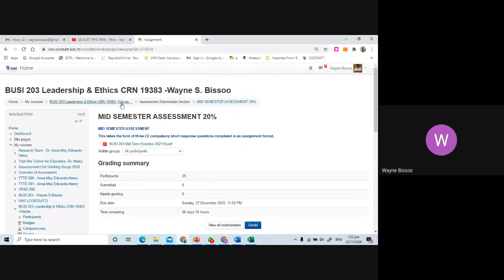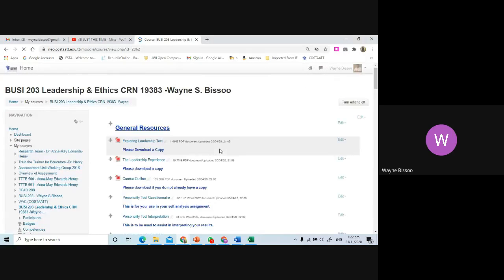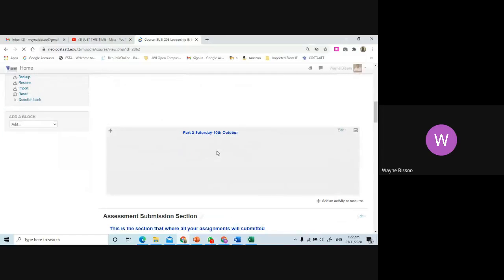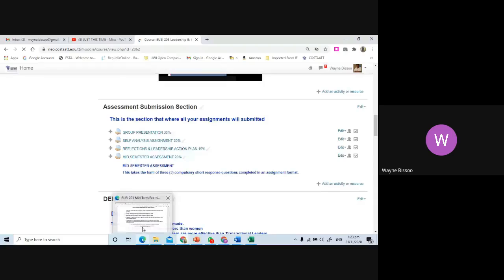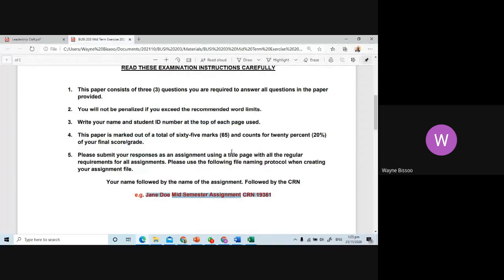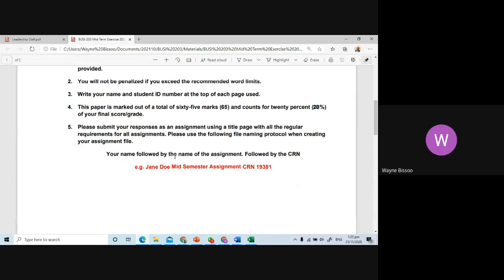in this slot here that we were just looking at. You'd make your submissions here when you're ready to upload your document. So let's look at the questions that you're going to be responding to. Okay, any questions so far about the content? It is marked out of 65, but it counts for 20% of your final grade. Okay, so let's look at the questions.